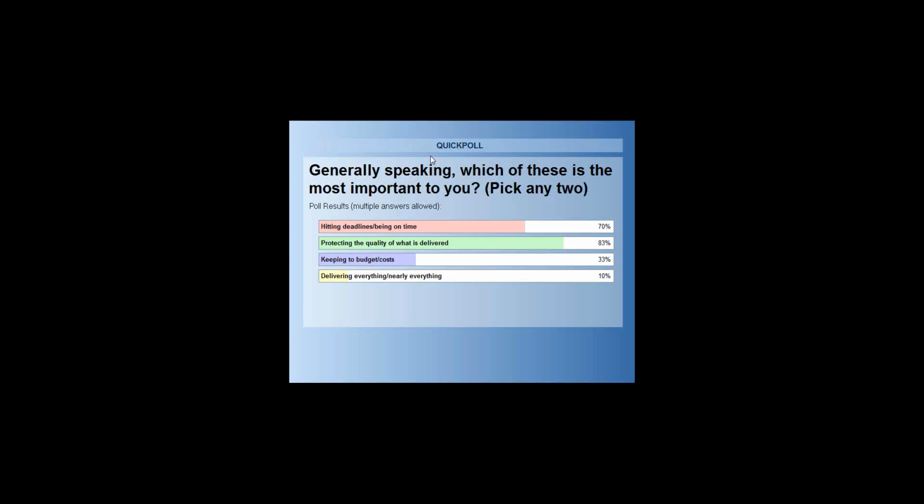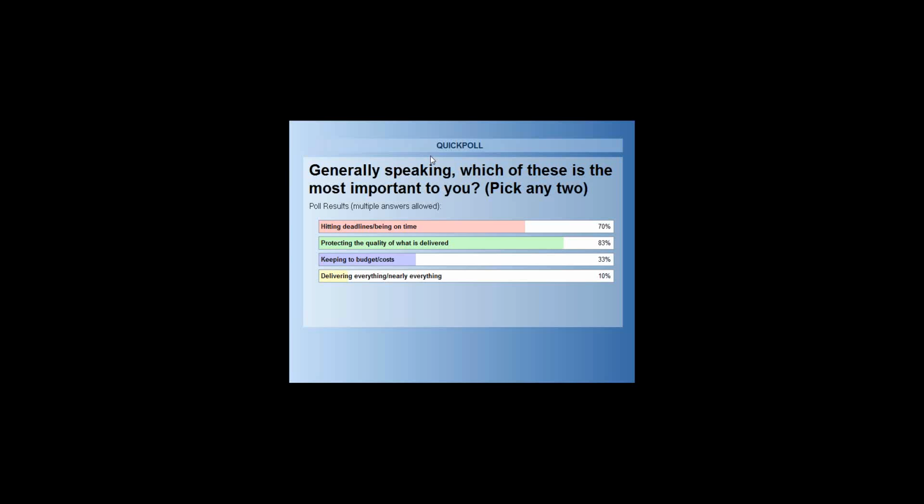So now you can see the results, and one of the feedbacks we get from everybody is it's nice to see what other people say and other people think, and this is very much one of the reasons for doing this. So the top score there is protecting the quality of what is delivered, okay? 70% have talked about hitting deadlines and being on time. But the other two are not insignificant, but much, much lower. So only 1/3 of people think keeping to budgets and costs is that important.